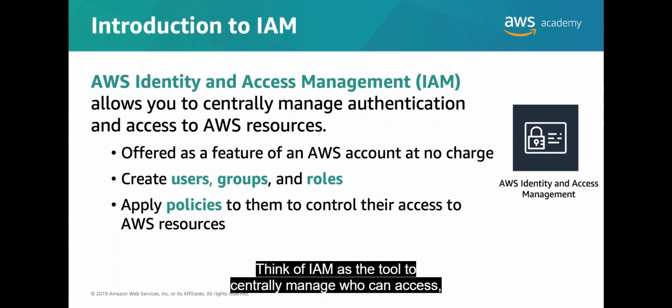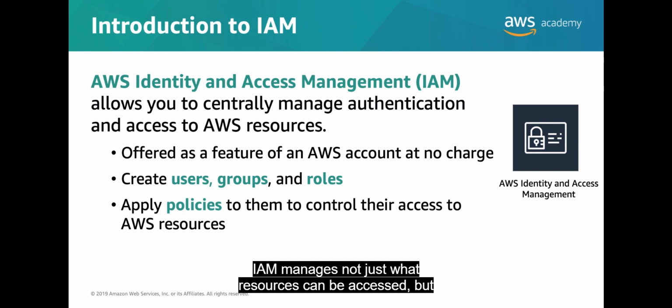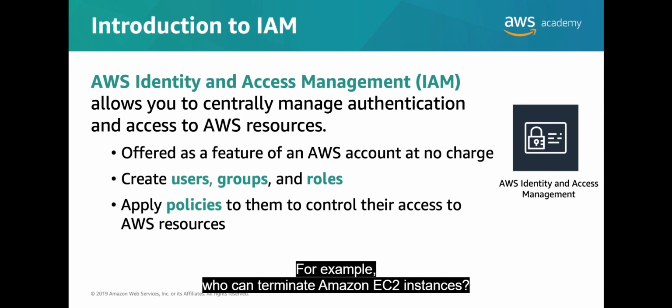Think of IAM as the tool to centrally manage who can access, launch, configure, manage, and terminate AWS resources. It provides granular control over access permissions, not just for people, but for systems or other applications that might make programmatic calls to other AWS resources. IAM manages not just what resources can be accessed, but what action can be performed. For example, who can terminate Amazon EC2 instances?